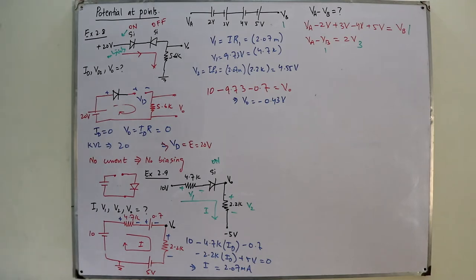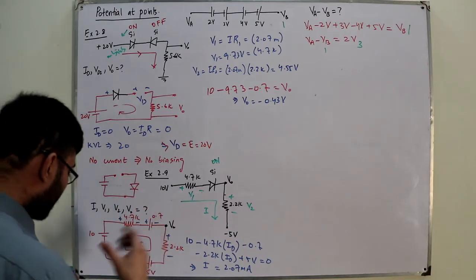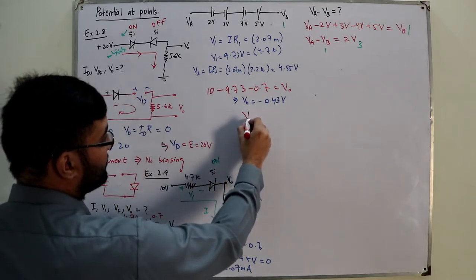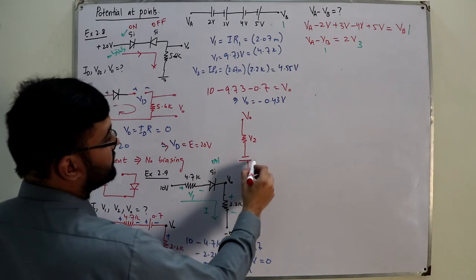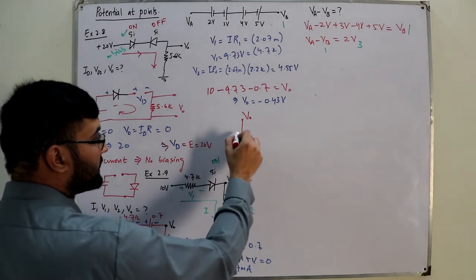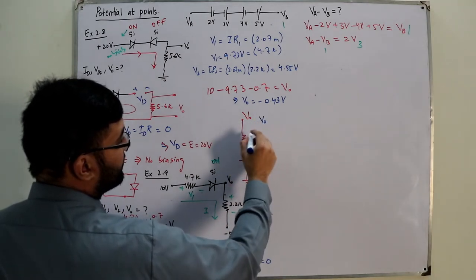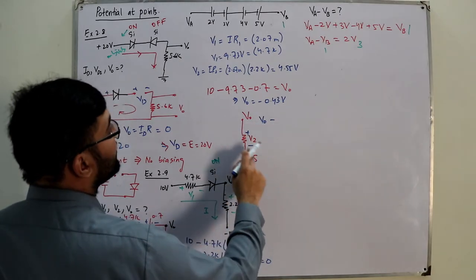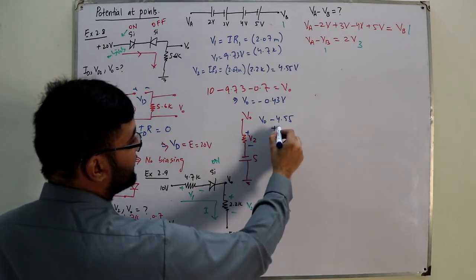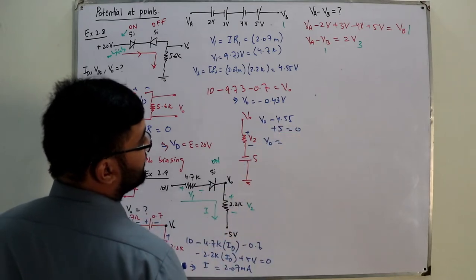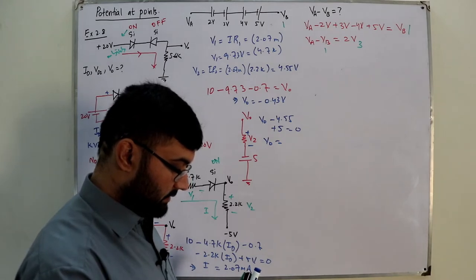So V0 is basically with respect to, or if I let you know in one other way, if this was your V0 at this point, you have your V2 at this point, and you have your negative 5 volts at this point, this was grounded. You know the current through it, you know V2, so you can apply this as well. V0 minus V2, V2 was what? 4.55, plus 5 is equal to 0. So V0 is minus 5 plus 4.55.